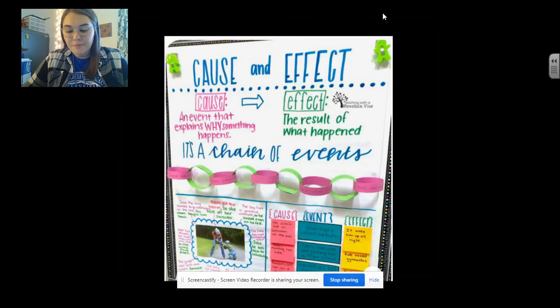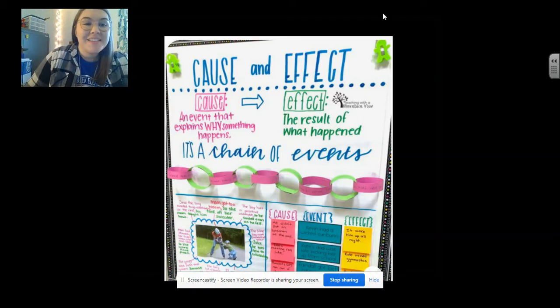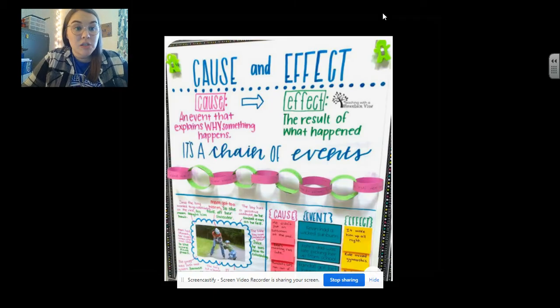We are on chapter 5 of Gregor the Overlander, and we are going to learn about cause and effect relationships today. A cause is an event that explains why something happens, and an effect is the result of what happened. So it's like a chain of events. Your cause: he didn't put sunscreen on. The effect: he got burned and it woke him up all night. That would be a cause-effect relationship.